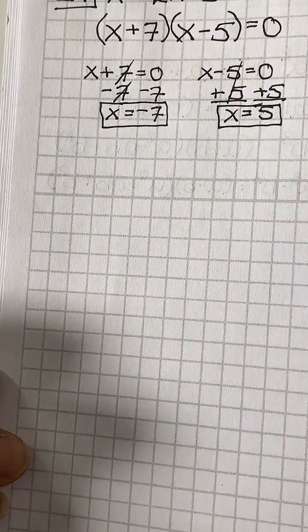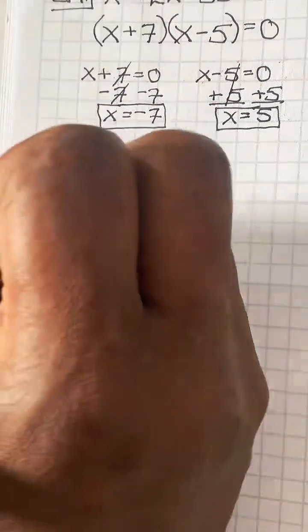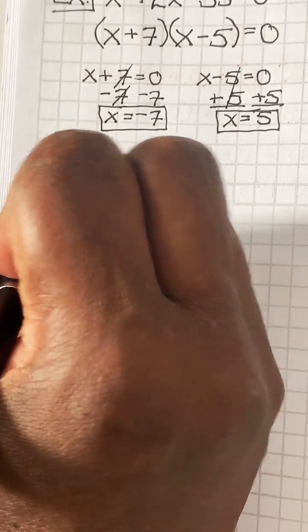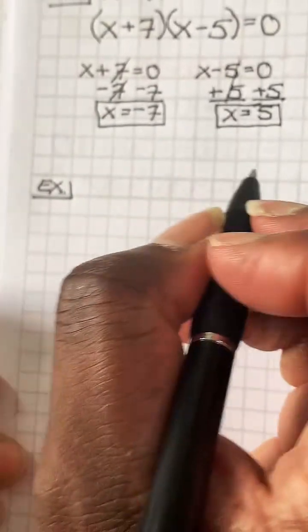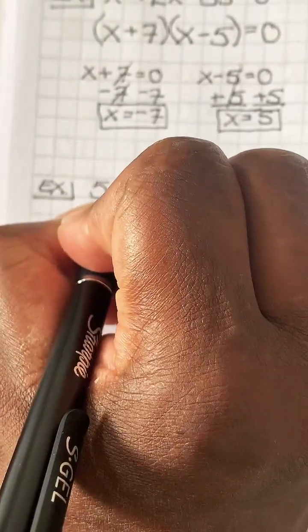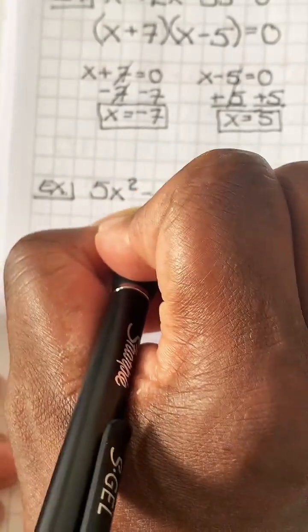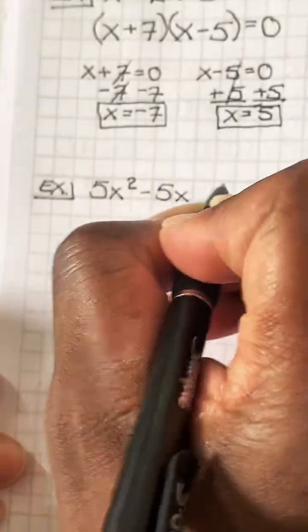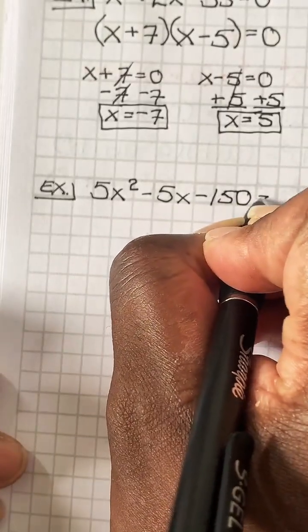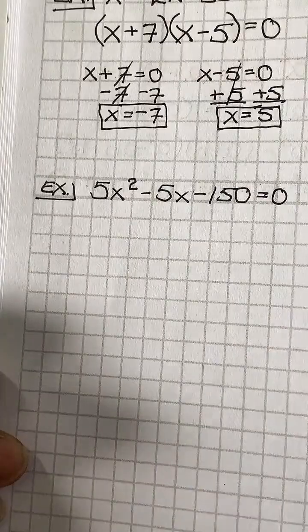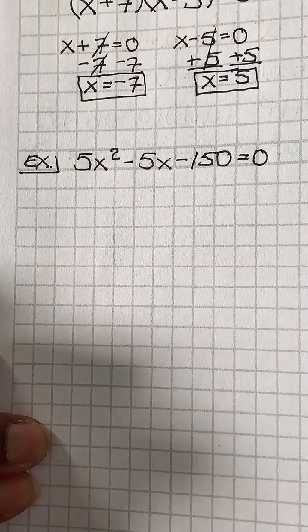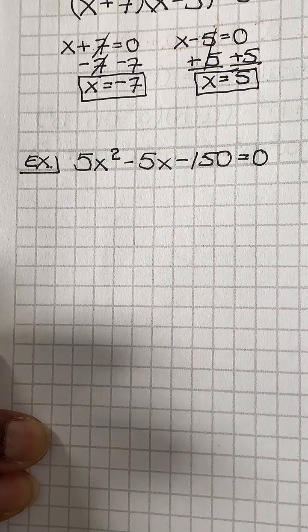Now we've got our next one. So we have this 5x squared minus 5x minus 150 equals 0. Okay, don't freak out.